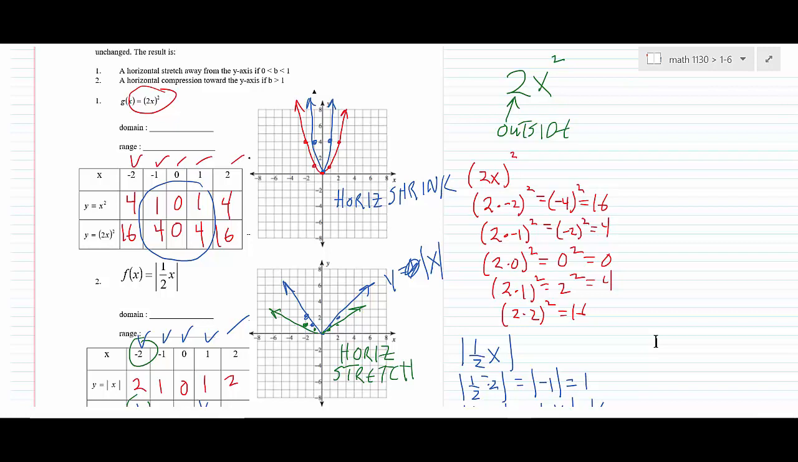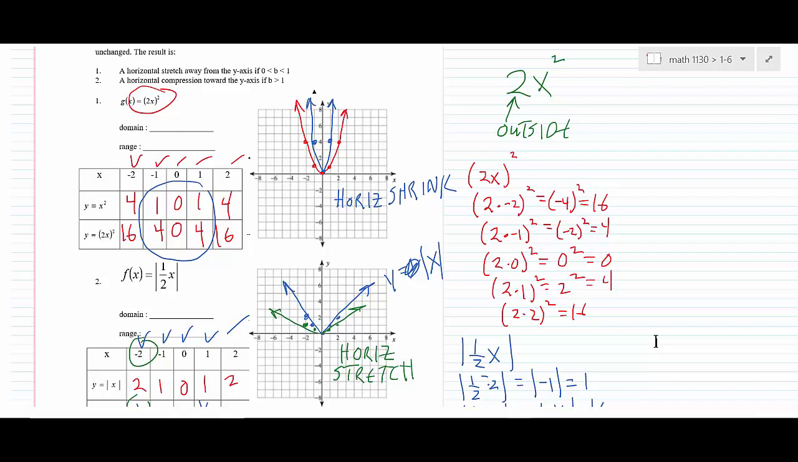Okay? Here's another one. What if we put 2 times absolute value? That's outside, so it affects y. What does it do? Stretch. Why? The y values double, that's why. If y values double, you're stretching it. Okay? That's what we would call a vertical stretch like that.